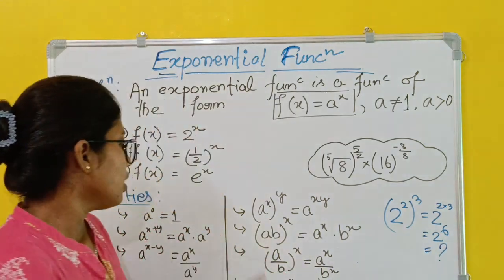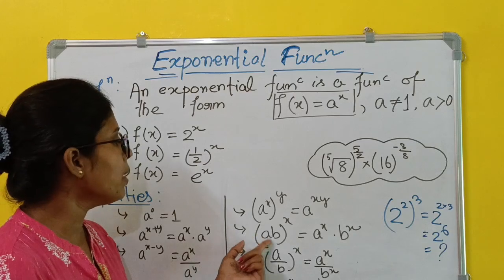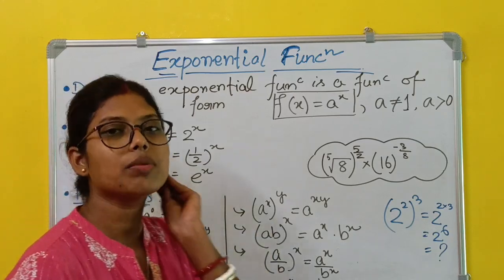Clear? The next property is ab whole to the power x. So till now we are dealing with two variables.